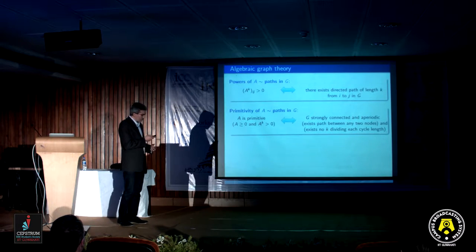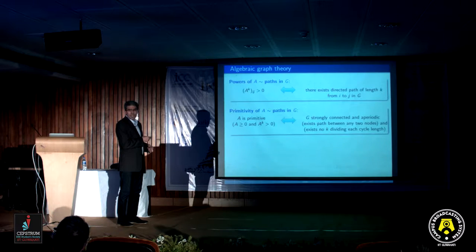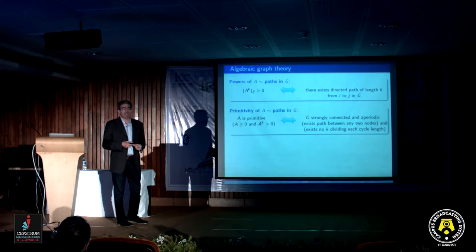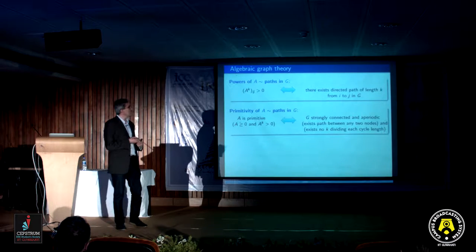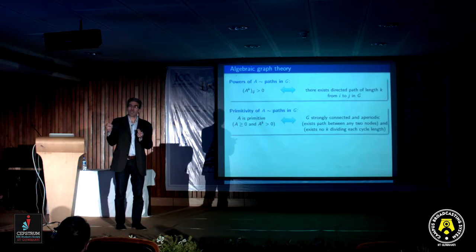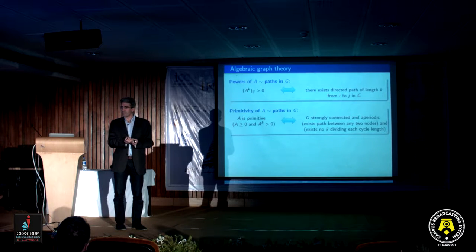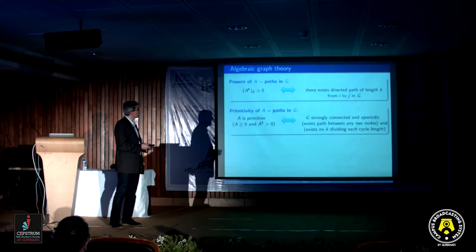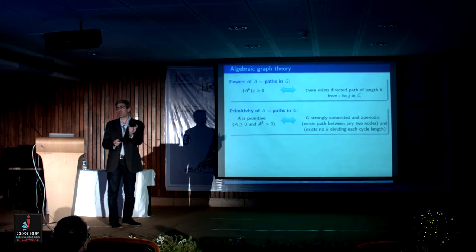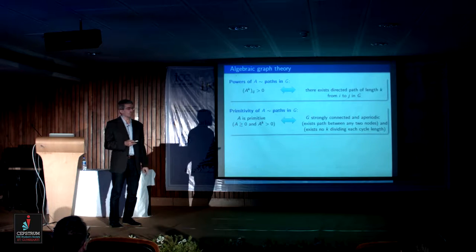Specifically, if you take the matrix A, raise it to the power of K, and look at the IJ entry, that entry is strictly positive if and only if there exists a directed path in the graph from I to J of length K. So that's a very nice result at the heart of many following results later on. It's very simple. The proof is just a couple of lines. You write down the formula for the product of matrices, and you understand the meaning of each term.